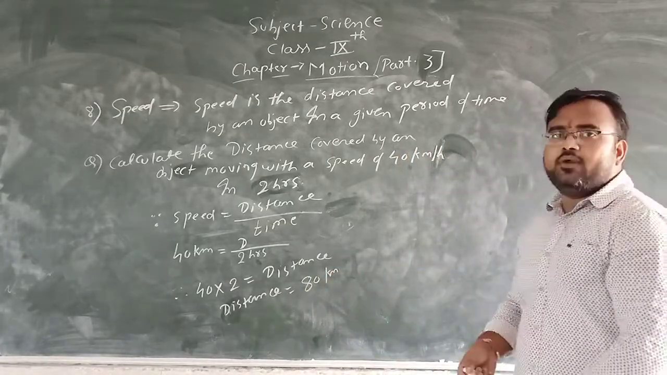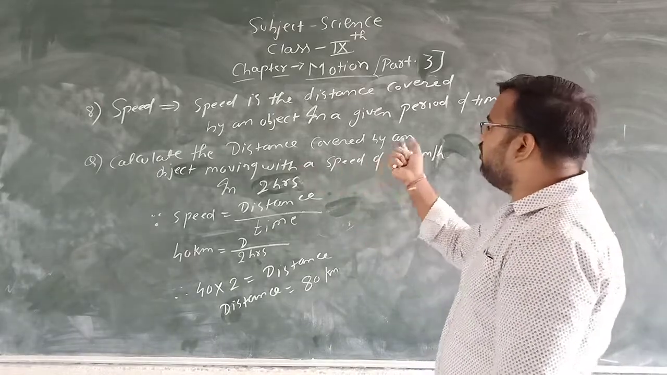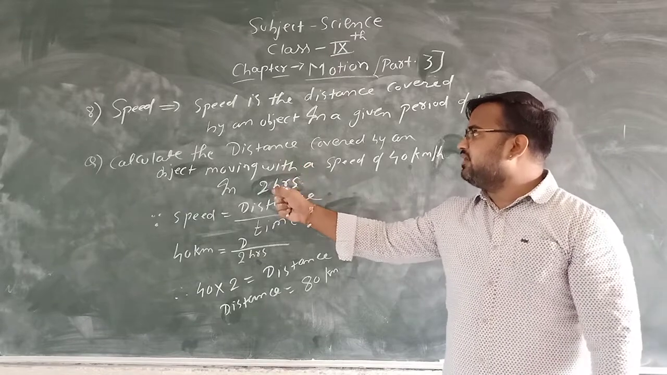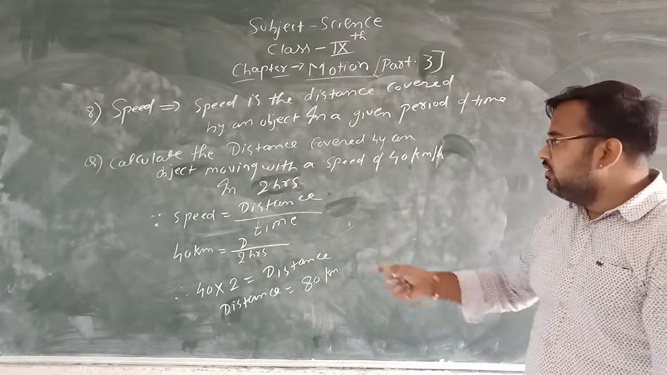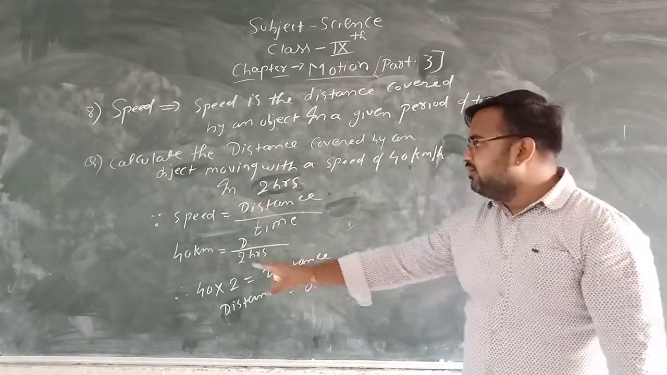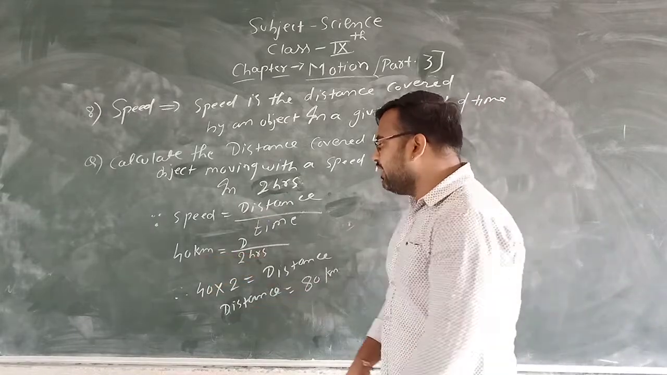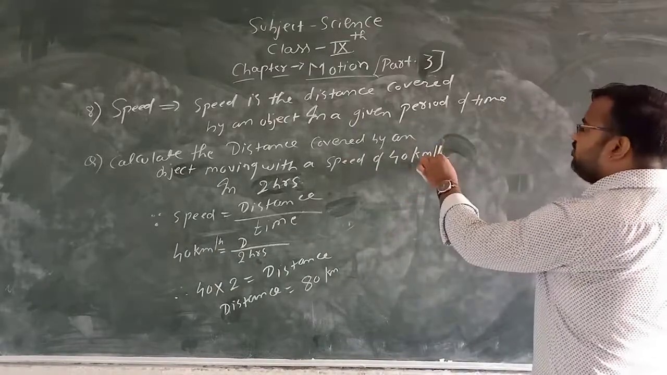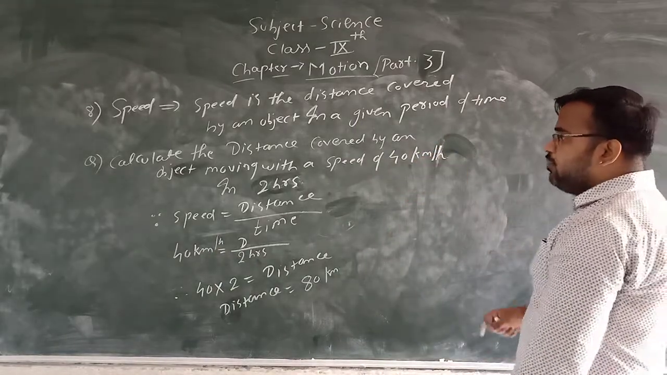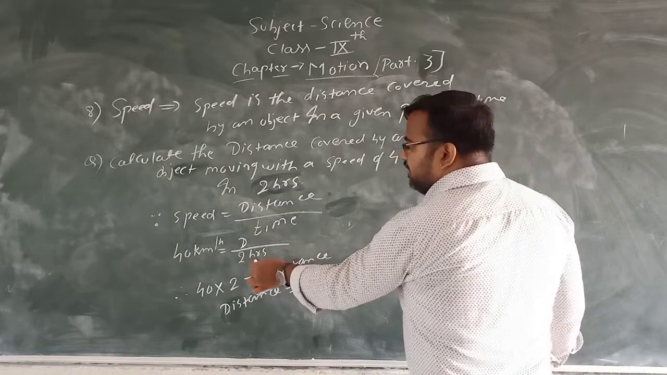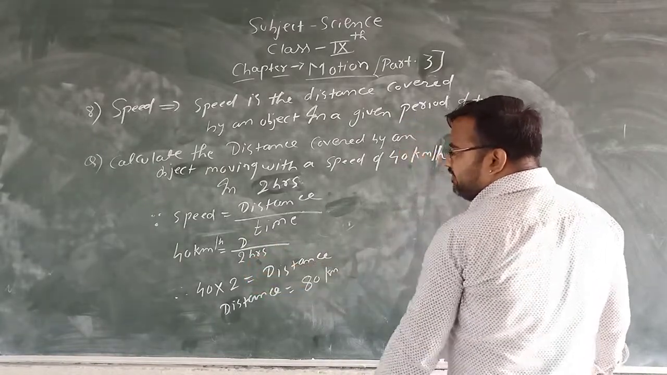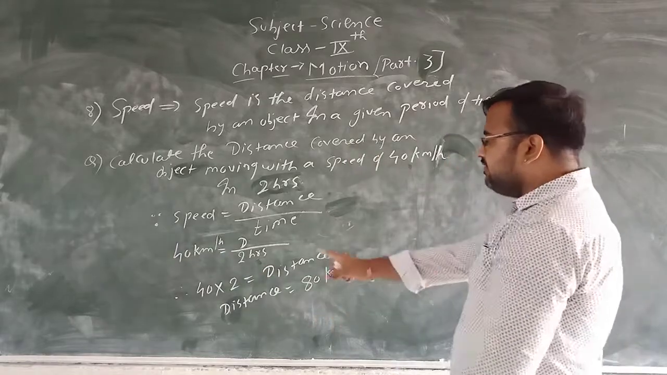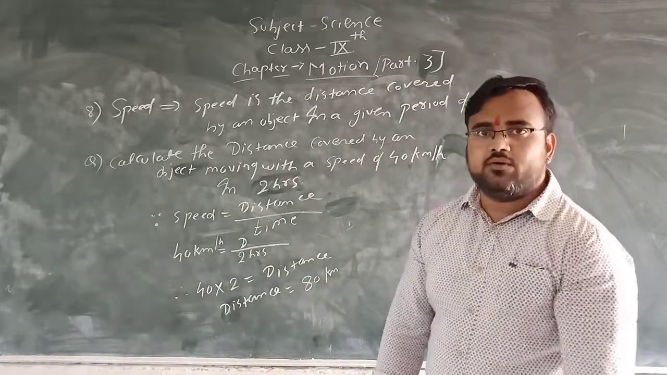80 kilometer. If an object is moving with the speed of 40 kilometer per hour, then what is the distance covered by the object in 2 hours? Speed is equal to distance upon time. Speed is given, 40 kilometer per hour. Speed is always in the unit of kilometer per hour. Distance is not given and the time is 2 hours. So 40 into 2 is 80 kilometer. The distance is 80 kilometer.